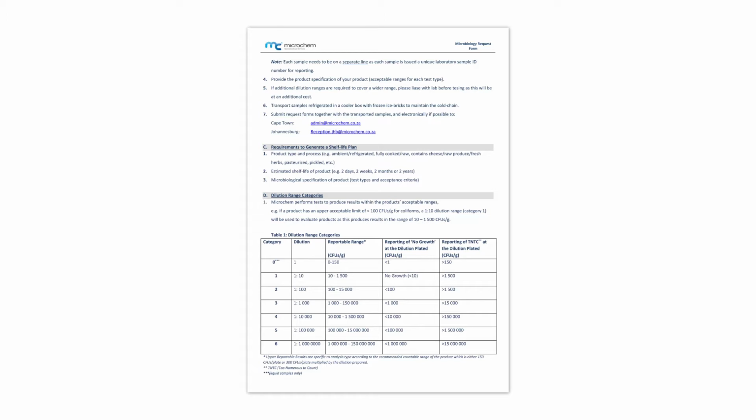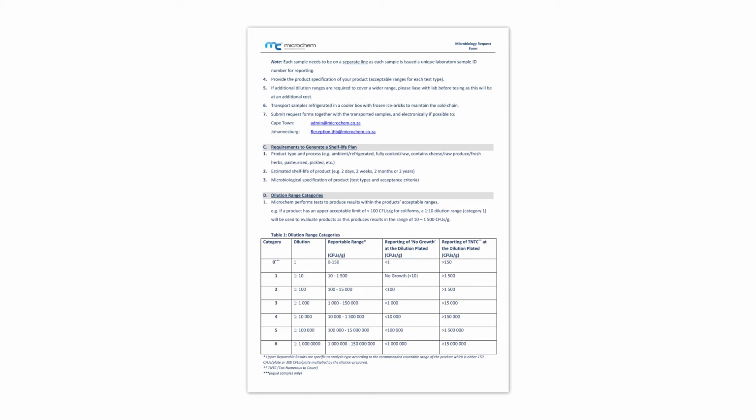If additional dilution ranges are required to cover a wider range, please liaise with the lab before testing, as this will be at an additional cost. Transport samples refrigerated in a cooler box with frozen ice bricks to maintain the cold chain. Submit request forms together with the transported samples, electronically if possible.